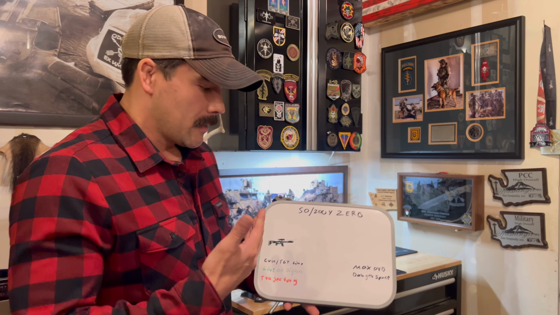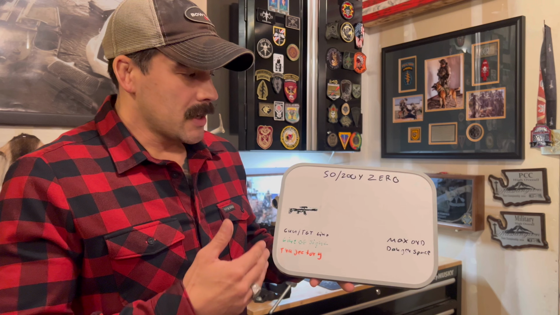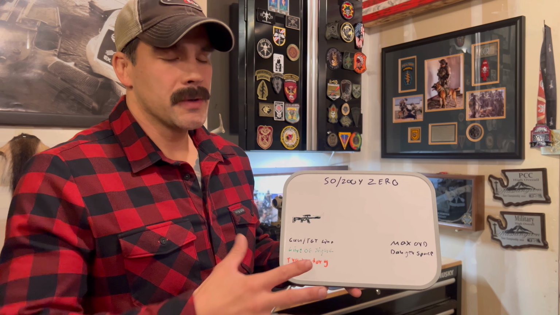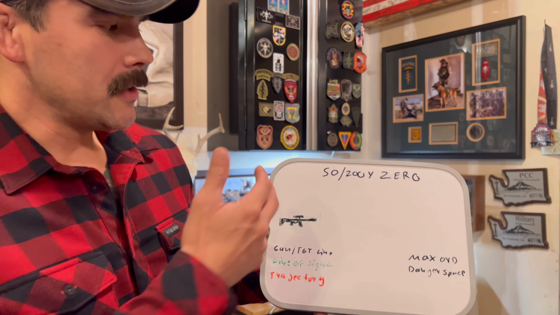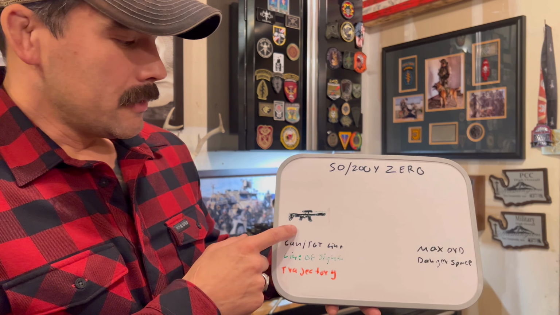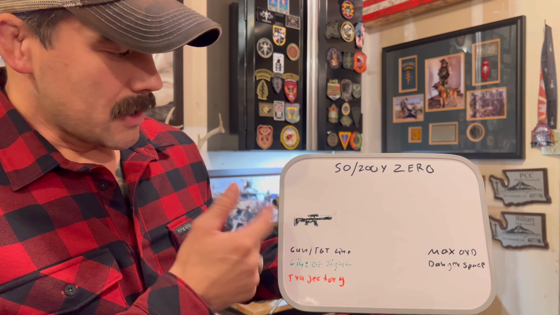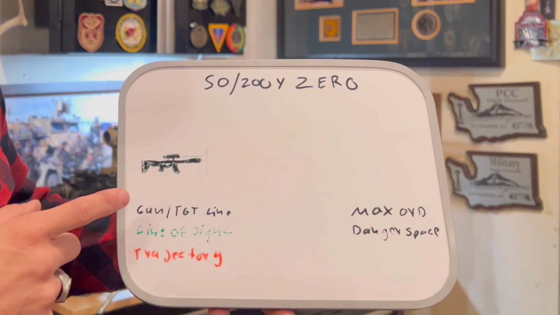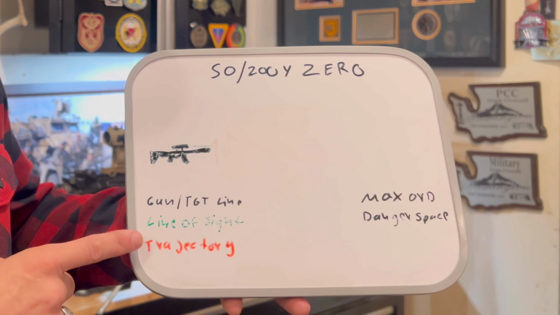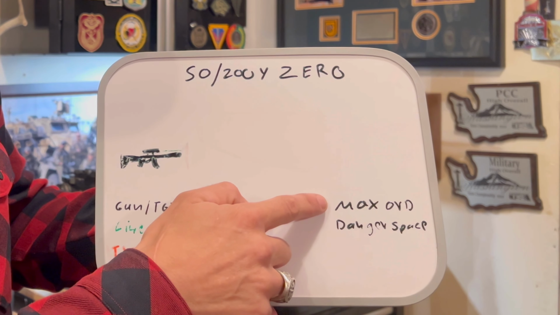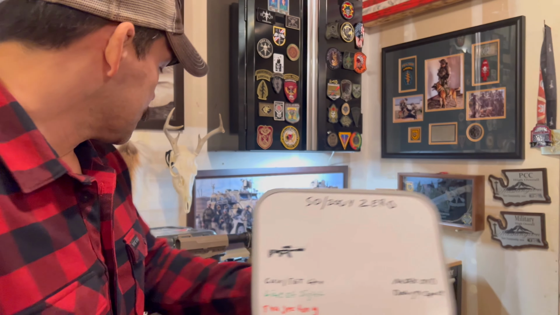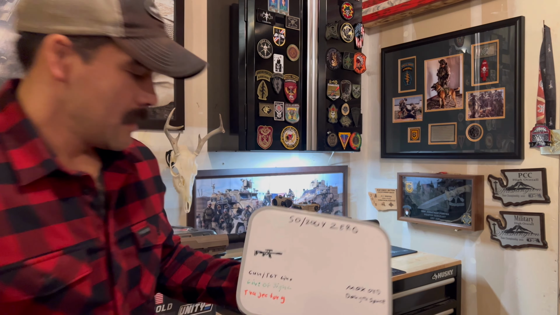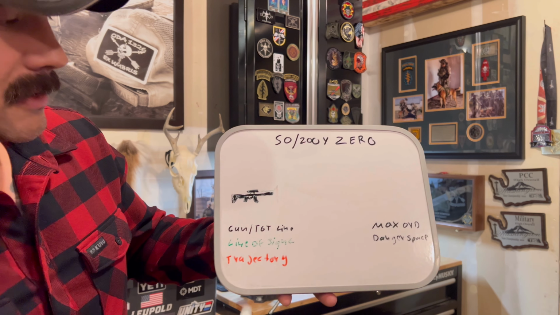So I'll have a little visual representation here to help you understand what the bullet is doing, why we're zeroing, and what a zero is. So let's talk about some definitions here. So 50 to 200 yard zero. Here is my really detailed AR. We're going to talk about gun target line, line of sight, trajectory, max ordnance, and danger space, and what all that is. So gun target line is exactly what that is.